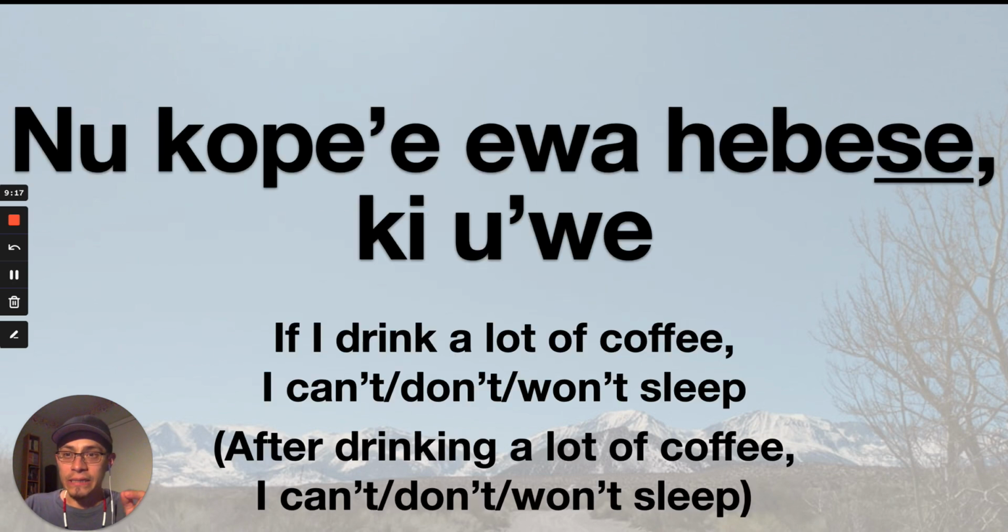So first example, Nekopi'i iwahibishi kai uwi. That means if I drink a lot of coffee, I can't or don't or won't sleep. Okay, you could translate this as after drinking a lot of coffee, I can't, won't, or don't sleep. But this one does have the sense of a condition. Okay, if I drink a lot of coffee, kopi'i iwahibishi kai uwi, then I can't sleep or I won't sleep.